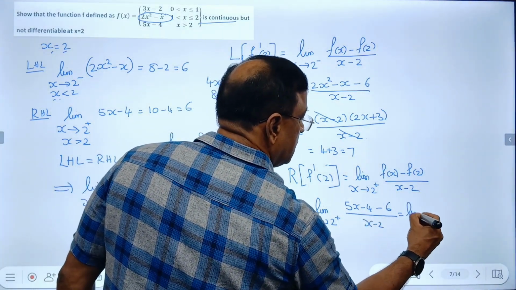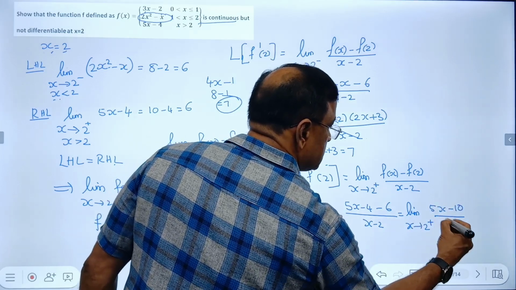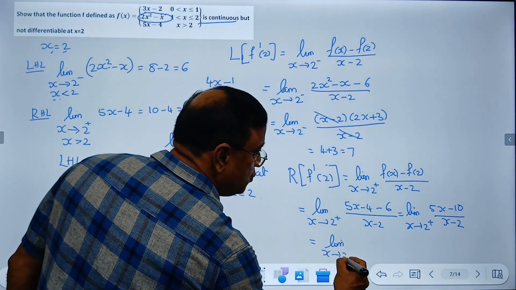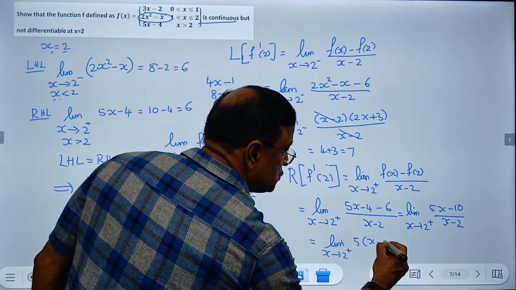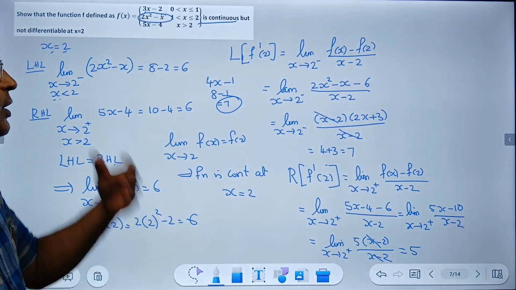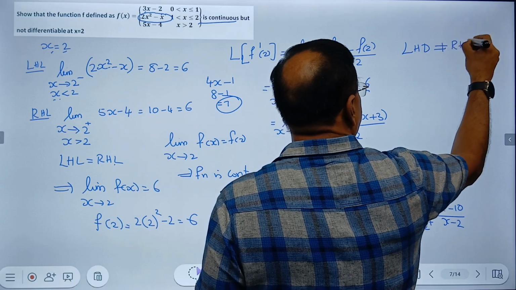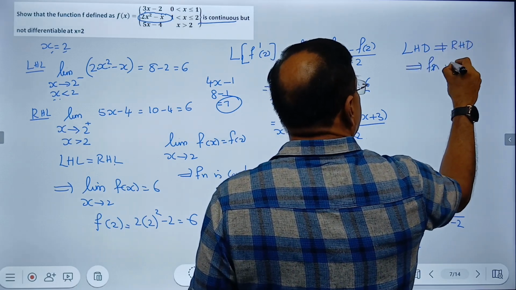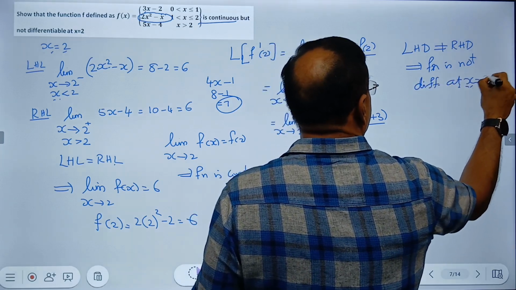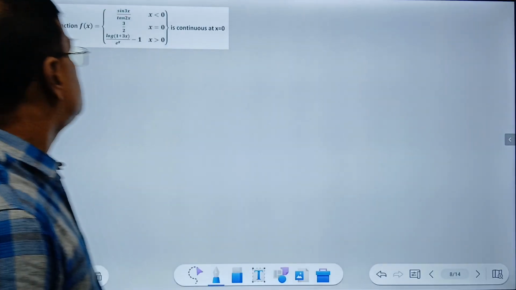So this is limit x approaches 2 plus, 5x minus 10 by x minus 2, which is like limit x approaches 2 plus, 5 is common, you get x minus 2 by x minus 2. They get cancelled. My right hand derivative is 5. Clearly you can see left hand derivative not equal to right hand derivative. This implies the function is not differentiable where? At x is equal to 2. That's what I have to prove. Clear? Very simple.